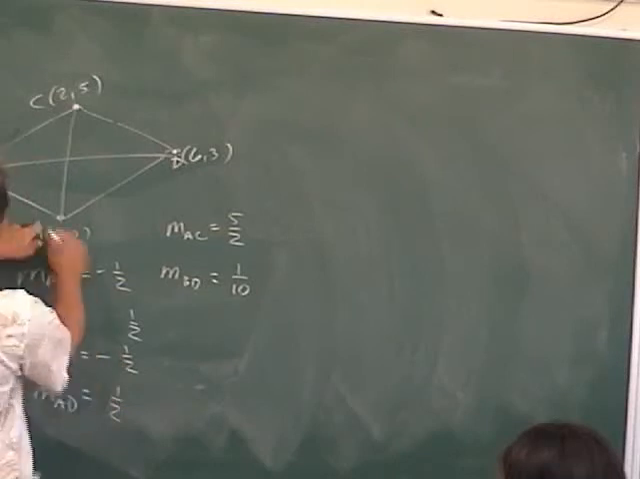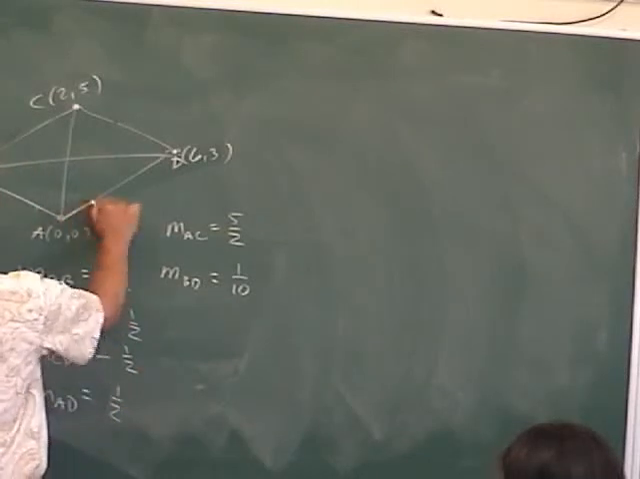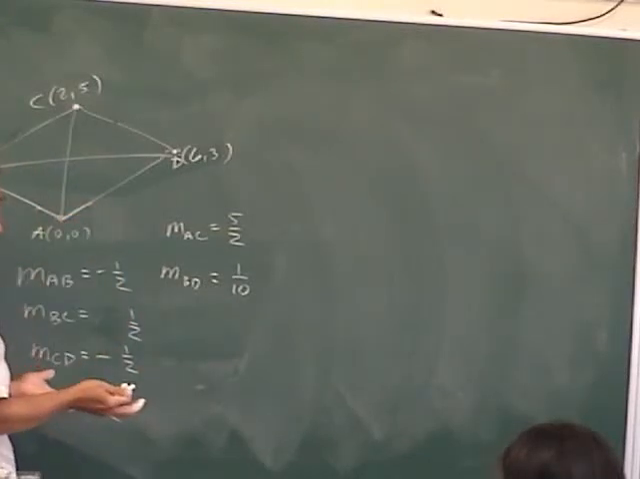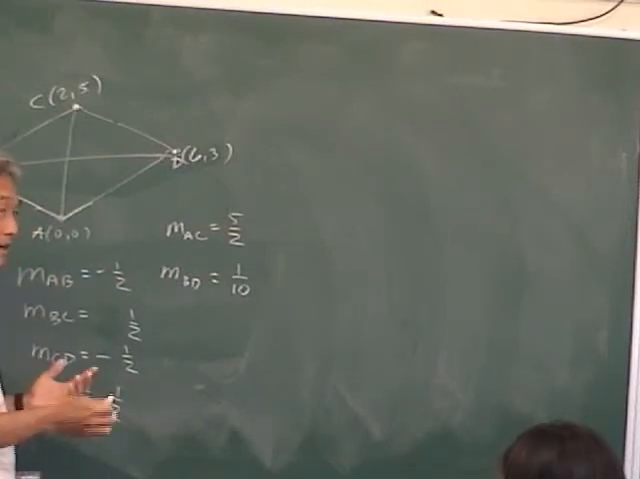Yeah, but see, you check this and this. If this slope is 1/2 and that's negative 1/2, they're not negative reciprocal, so there's not a right angle there, so it's not a rectangle. You know what I mean?